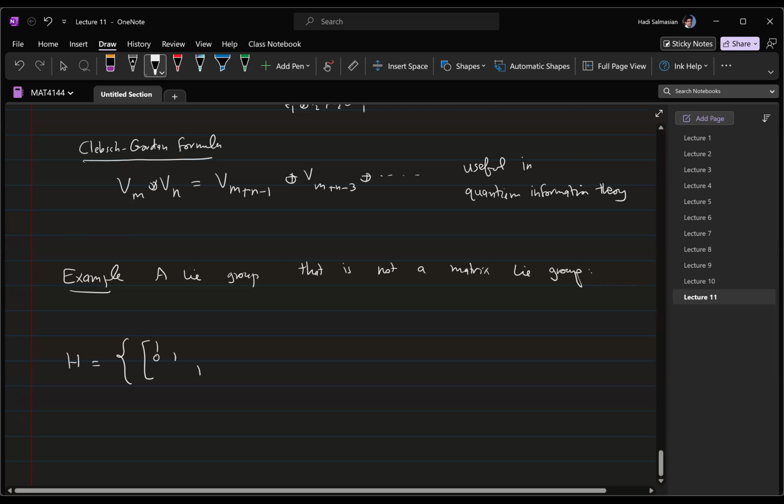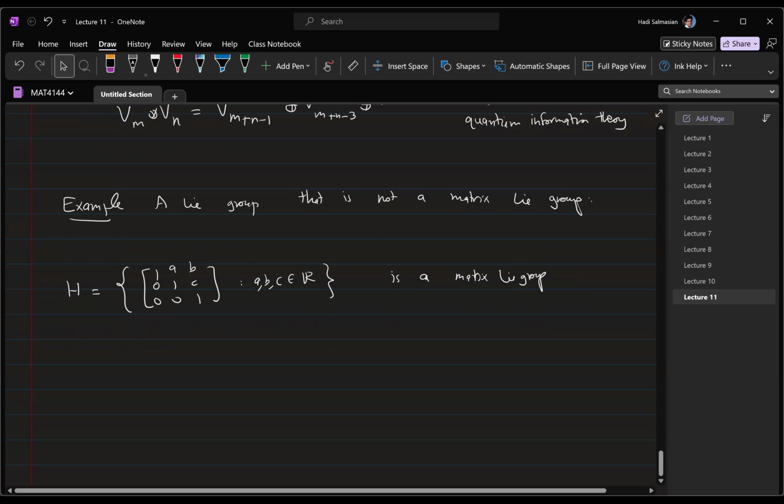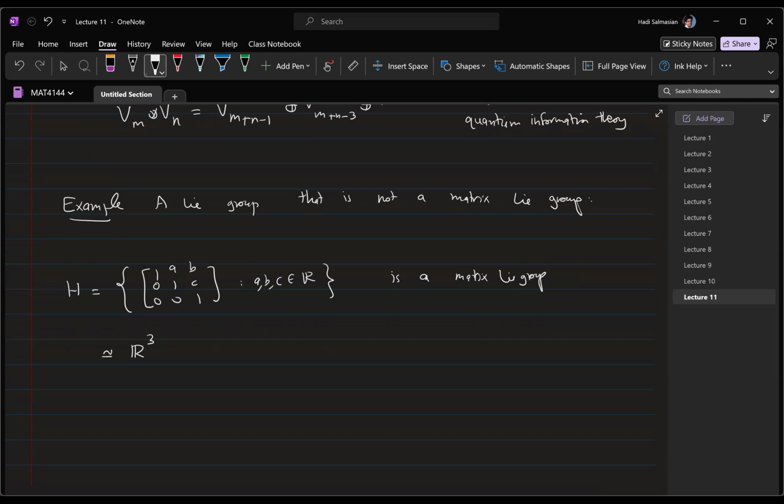The matrices of the form 1, A, C; 0, 1, B; 0, 0, 1, with A, B, and C in R. This is a matrix Lie group, okay? And what is it topologically? Maybe I mean as a variety, as a manifold, it's just R3, because I have three parameters A, B, and C. You can identify them with three coordinates, so this is really homeomorphic to R3.